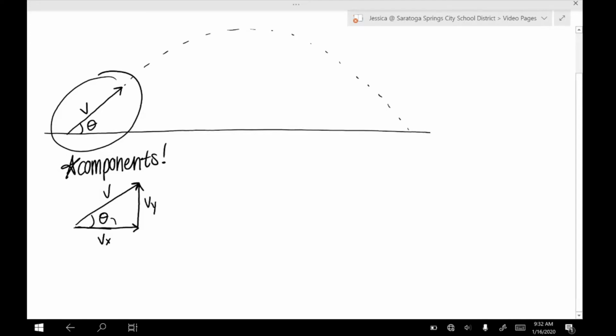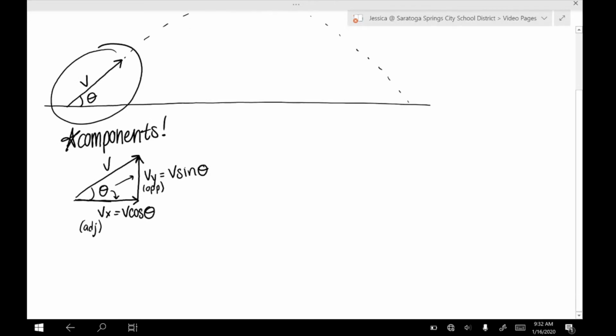Because the Vx side is adjacent to the angle, I can find Vx by doing V, the initial launch velocity, times the cosine of theta. Since Vy is the opposite side of the angle, I can find Vy by doing V sine of theta. So that's my first step, and honestly, once we get past this first step, projectiles are exactly the type of problem we already know how to do.